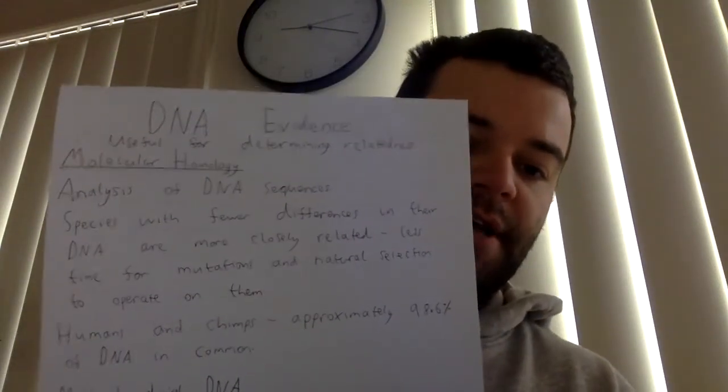So for example, humans and chimpanzees. Remember, chimpanzees are our closest living relative. We did not evolve from chimpanzees, but the ancestor that we did eventually evolve from branched out into the groups that became chimpanzees and humans. So they're our closest living relative. We didn't evolve from them. They're our closest living relative.